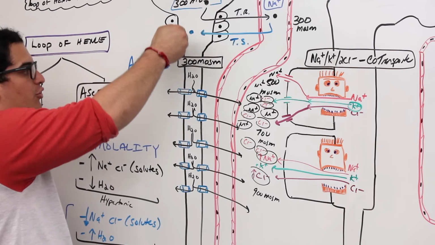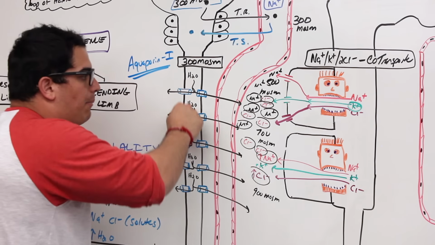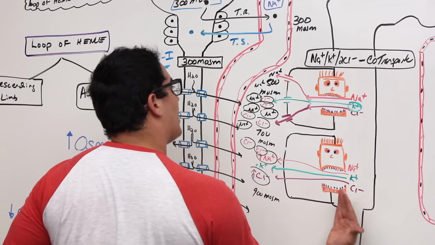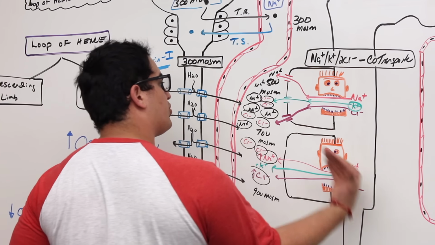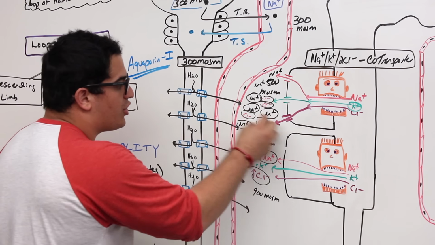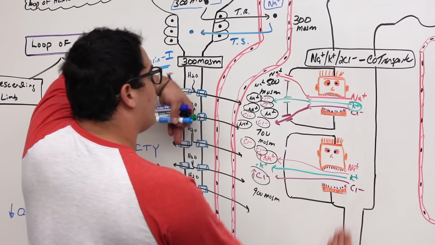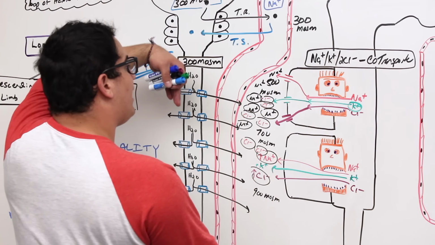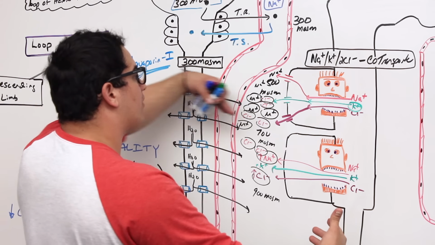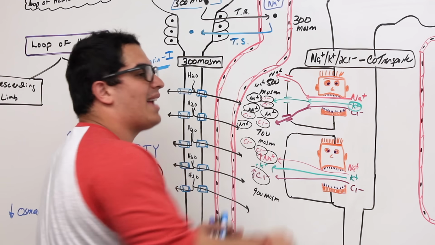And as this filtrate is going down, consisting of a lot of water, the ascending limb, as it's going up, is pumping out sodium, potassium, and chloride ions. And the concentration of the salt is increasing in this area. So as this is going down and this is going up, it's making the medulla really, really salty. So what happens to the water? It wants to move out of the descending limb and into this medullary interstitial space. So you start losing water passively.